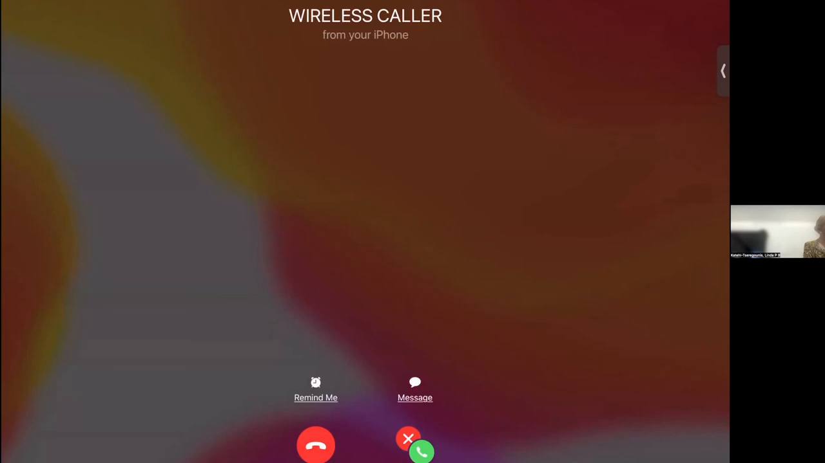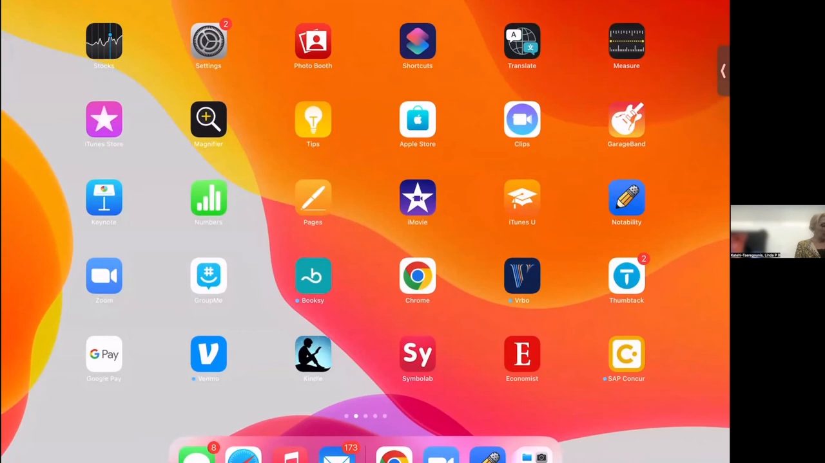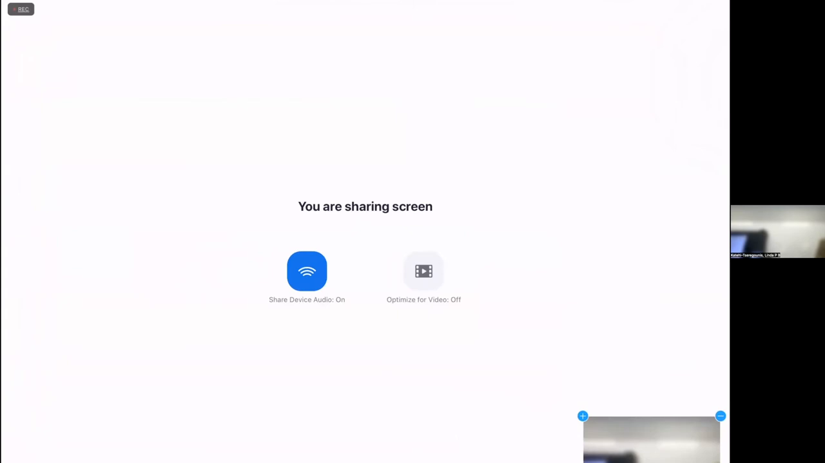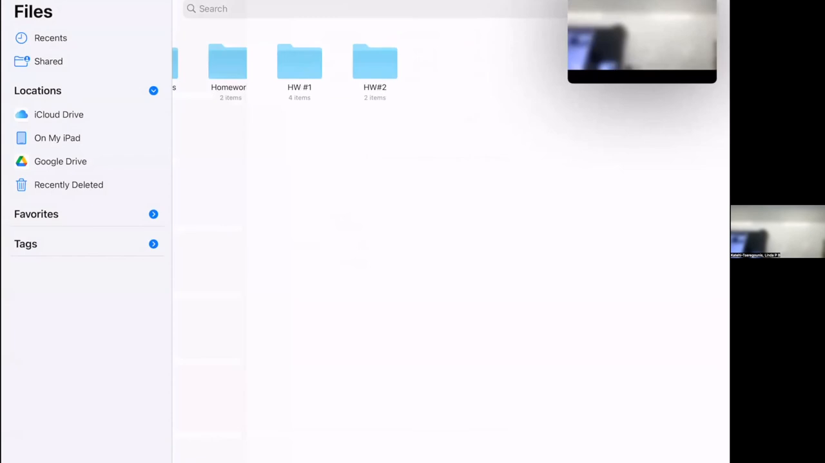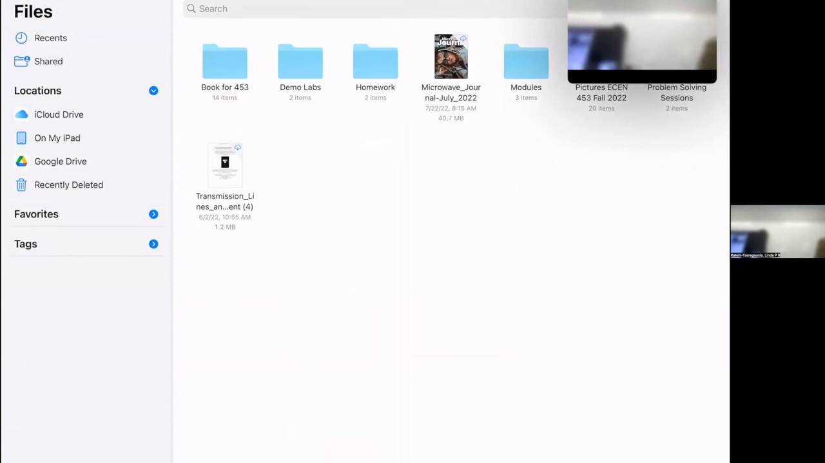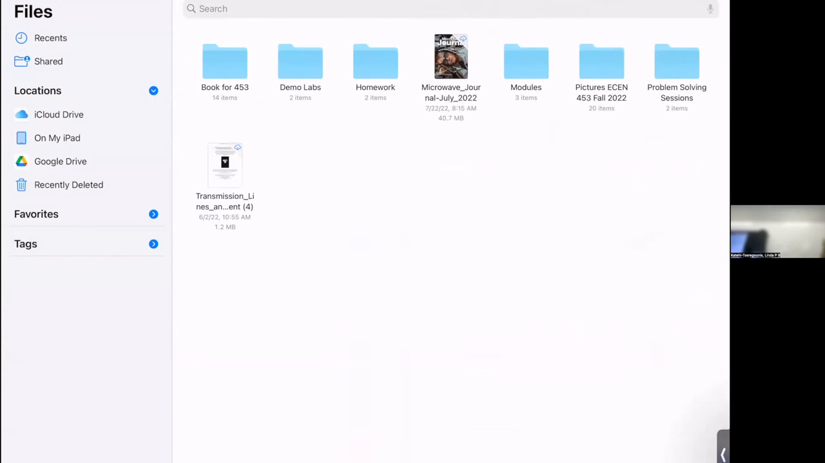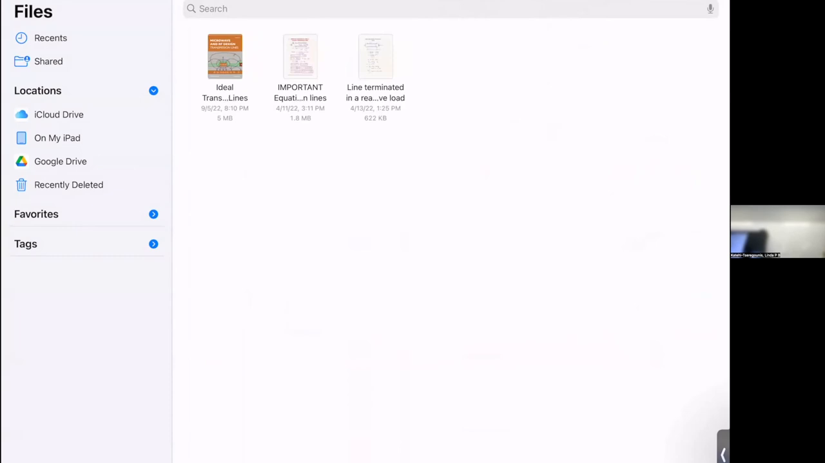I'm not going to do anything until, okay, perfect. Last time I stopped that and I was losing the connection. So now I learned. Okay. It might be easier for me to get the books not from Canvas, because it takes so much time, but from my files. I will show you that more easily.